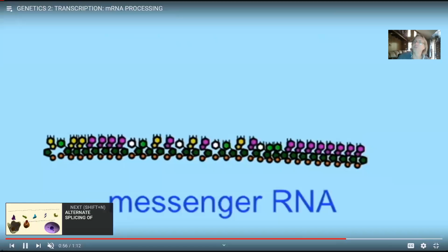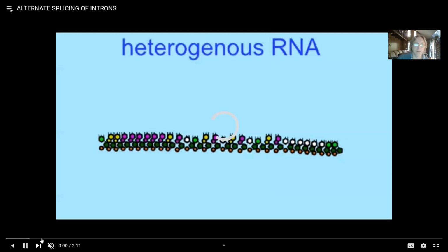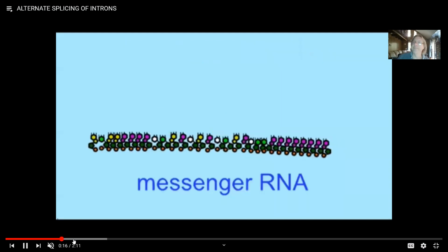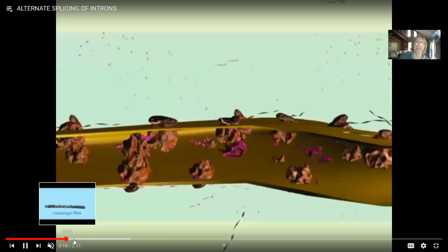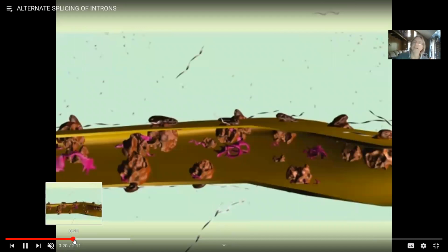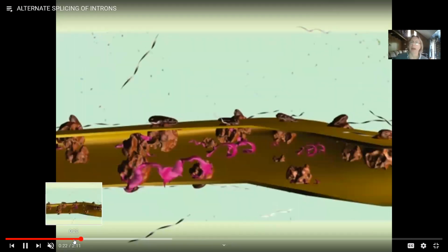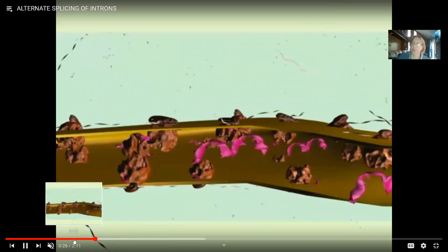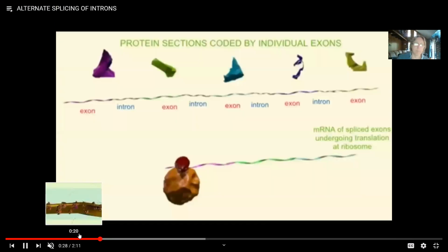But when those introns are removed, it turns out that this provides an opportunity to regulate the gene, all right, because the introns, their removal can vary. And so one single gene could actually then encode multiple different proteins. They would be similar, but they would be different.